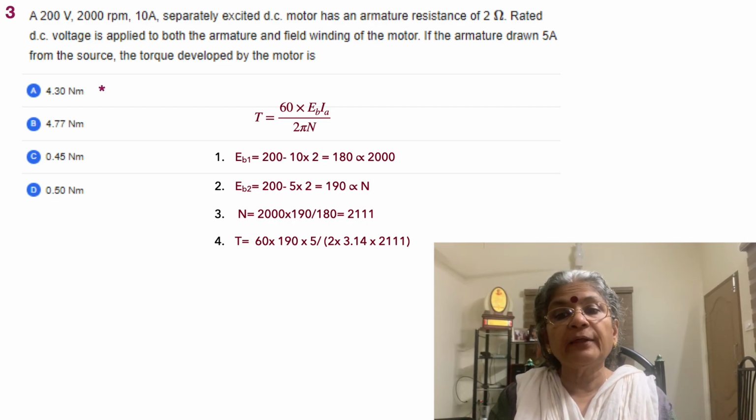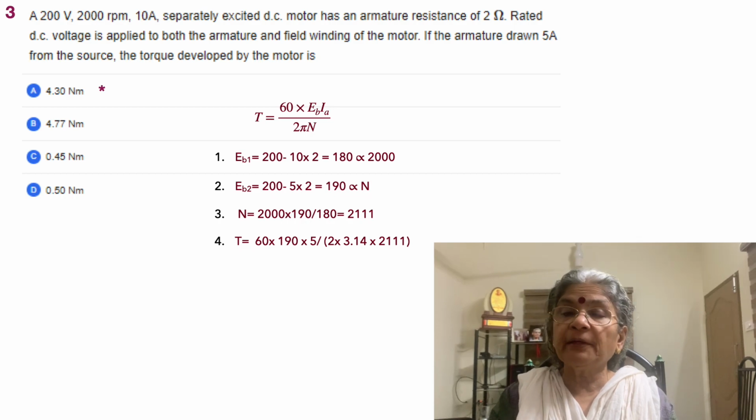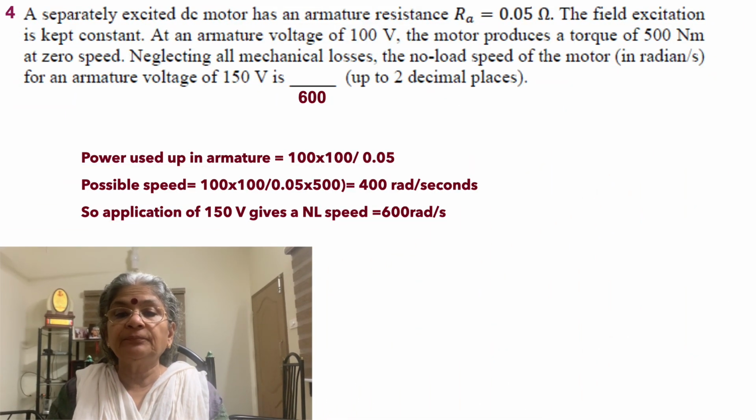You have everything, including N is equal to 2111. Okay, so substitute everything, and you see that is the same as equal to 4.30 Newton meter. Okay, so torque is normally specified in Newton meter. Okay, so moving on to the next problem. Yeah, that is the fourth one.